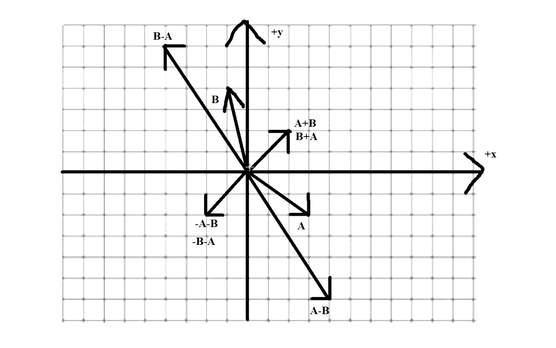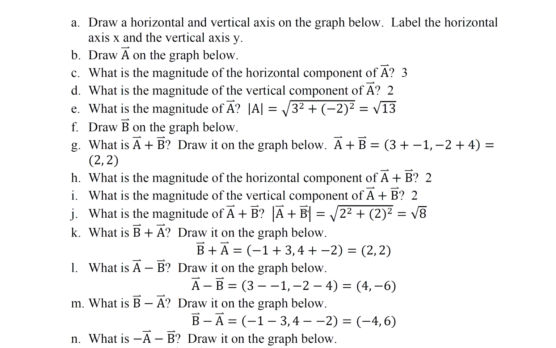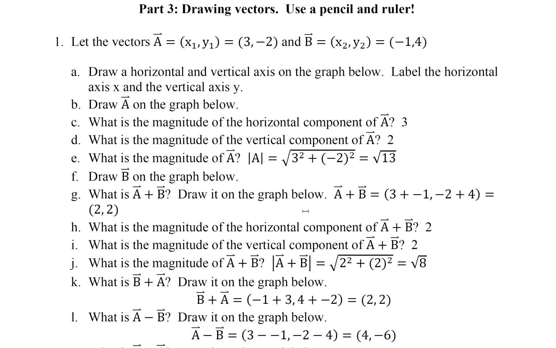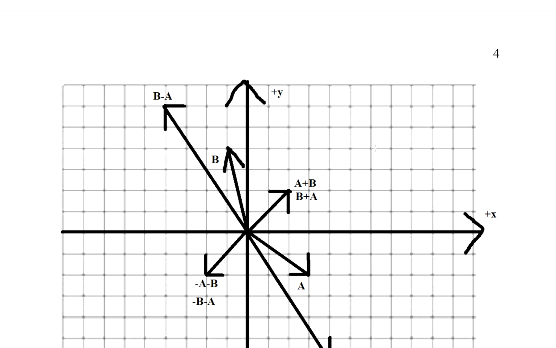So part E, they're asking for this distance. What is the distance of A? What is the length of A? We have 3 to the right, 2 down. We could use Pythagoras' theorem to find that this length is the square root of 3 squared plus minus 2 squared. Part F, draw B on the graph below. So we're going to graph -1, 4. So 1 to the left, 4 up.